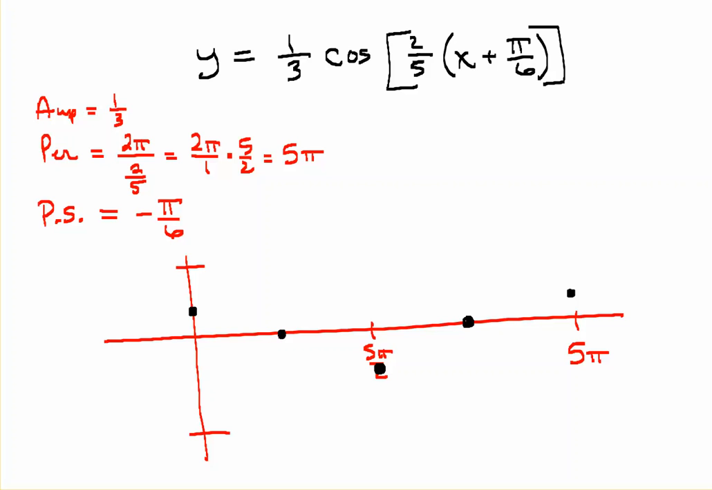Now let's add in the phase shift. The phase shift, we can add the little points in. If you would like, you can add the points in. This would be 5 pi over 4. This would be 10 pi over 4. And this would be 15 pi over 4.